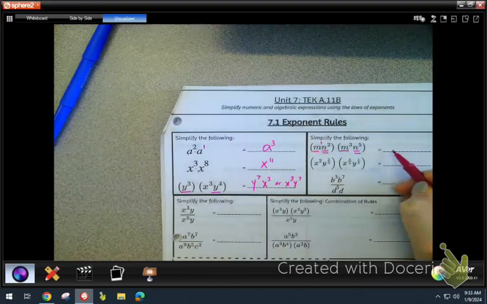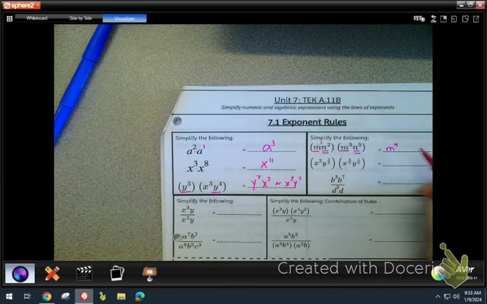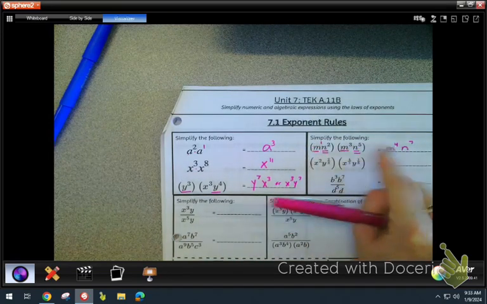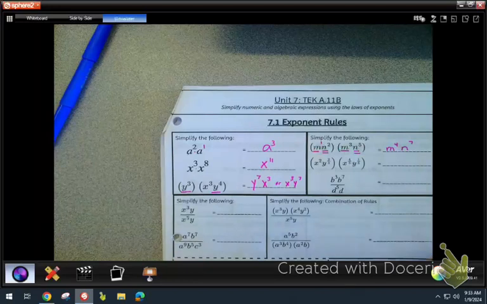All right, Cruz, you got an answer to this one? Yes. What'd you get? M to the 4th. N to the 7th. Did you say 7? Thank you. Perfect. Y'all agree? 1 plus 3 is 4. 2 plus 5 is 7. Done. Can't do anything with the m and n because those are separate.